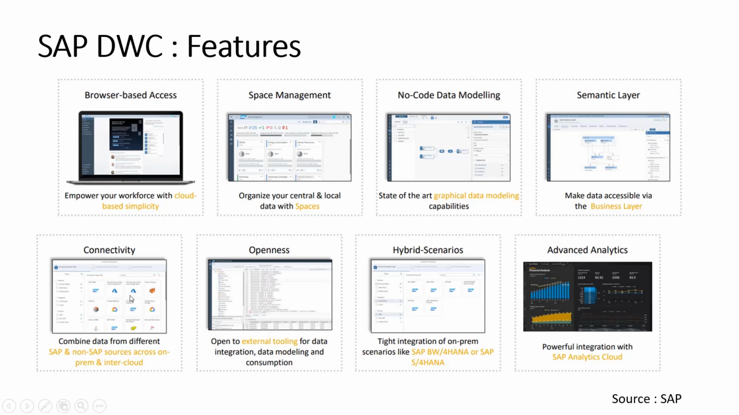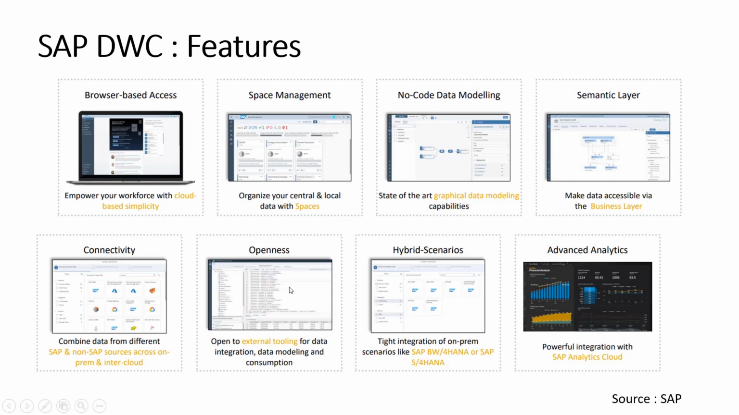Connectivity. DWC gives you the option of directly connecting to various cloud, non-cloud, SAP, and non-SAP systems, from which you can combine the data. You can get started directly, and we'll see some of these connections. We will be connecting to AWS, GCP, S4HANA, and you will see how those connections work.